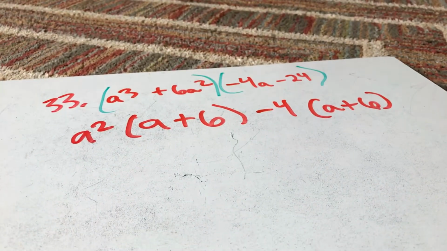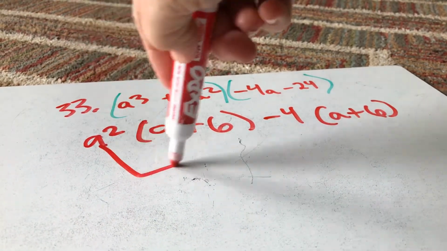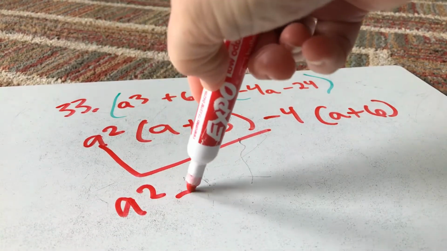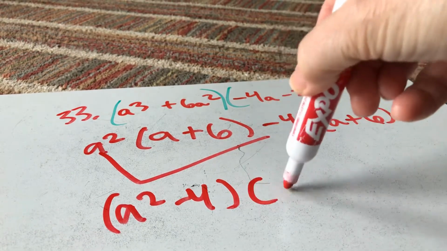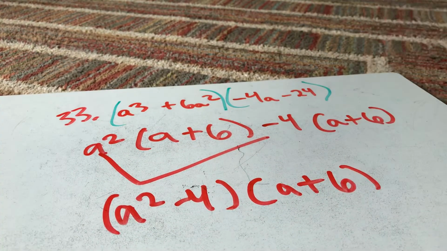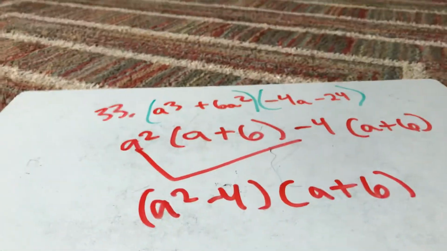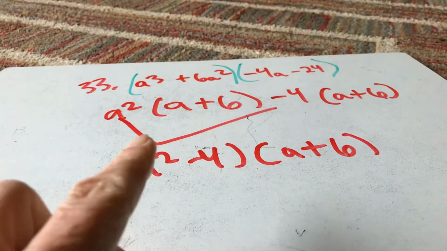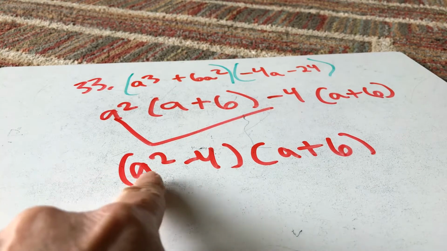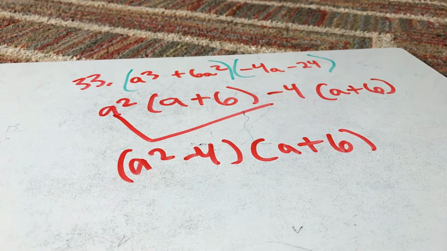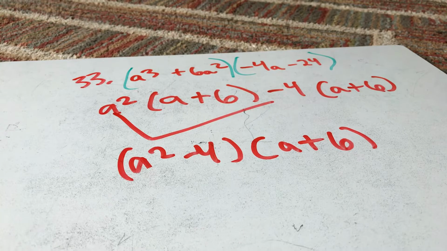Okay, so the a squared minus 4 comes together in one set of parentheses, and the a plus 6 in the other set of parentheses. Some of you might have stopped here. But if you take a look at this right here, a squared minus 4, that's a difference of squares.